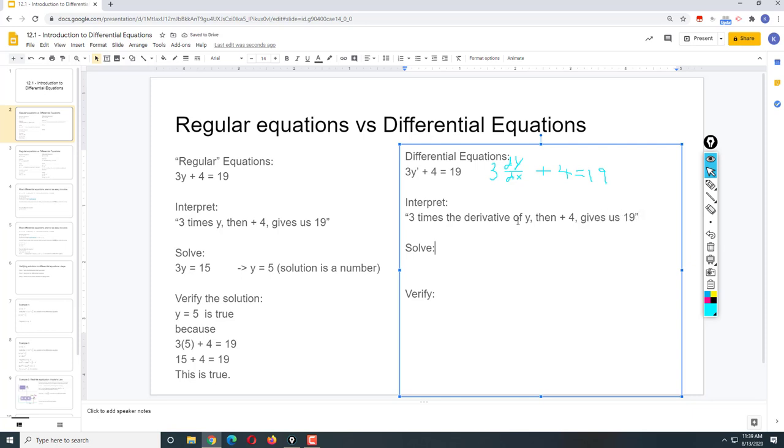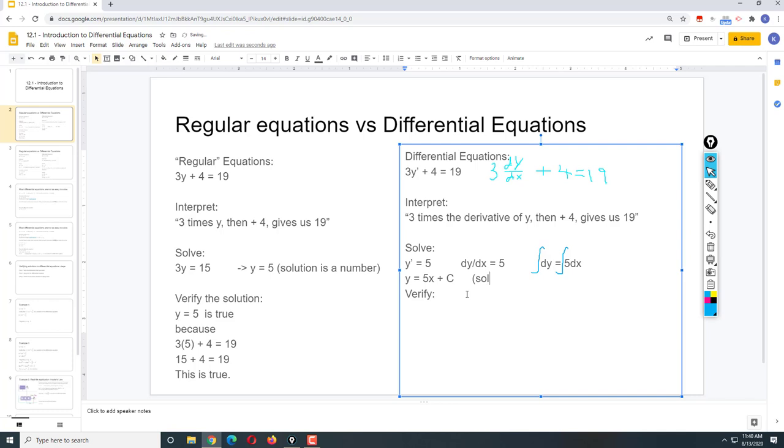Okay. To solve this, well, we subtract 4, divide 3 on both sides. That's the same, and we get y prime equals 5. In other words, dy over dx equals 5. How do we solve this? One way we can solve this is the same thing as saying dy is equal to 5 dx. I take the integral of both sides. And what do we get? We get y is equal to 5x plus c. That's our solution.